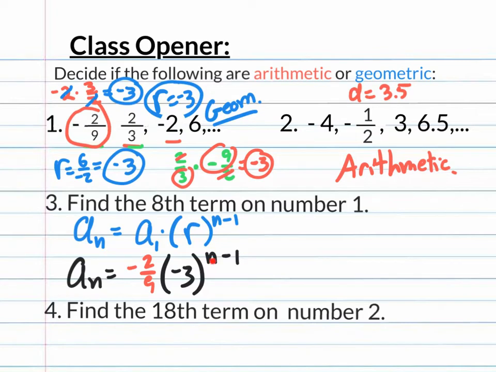Or you could plug in the number 1 and see if it gives you that first number. Yeah, plug in 1. 1 take away 1 is 0. Anything to the 0 power is 1. 1 times -2/9 is that first number, -2/9. So as you can see, this is the correct a sub nth rule.